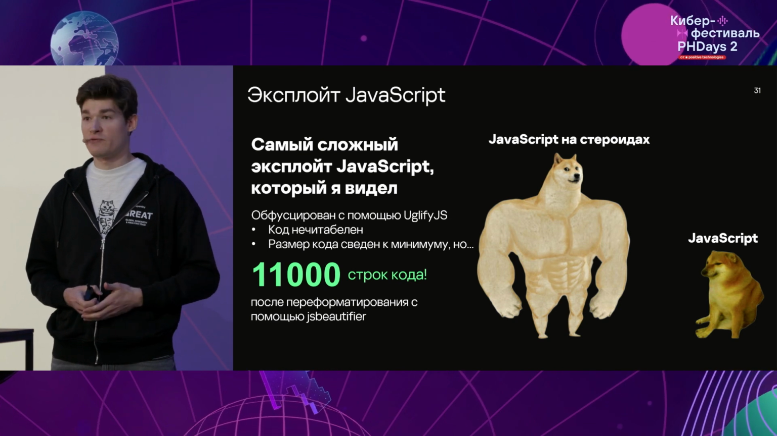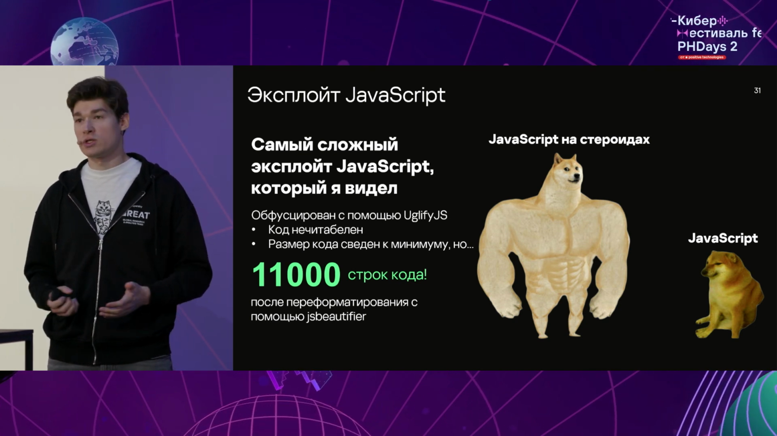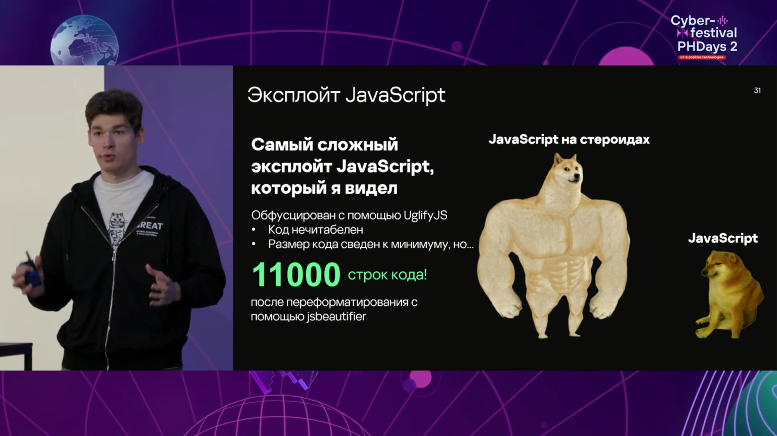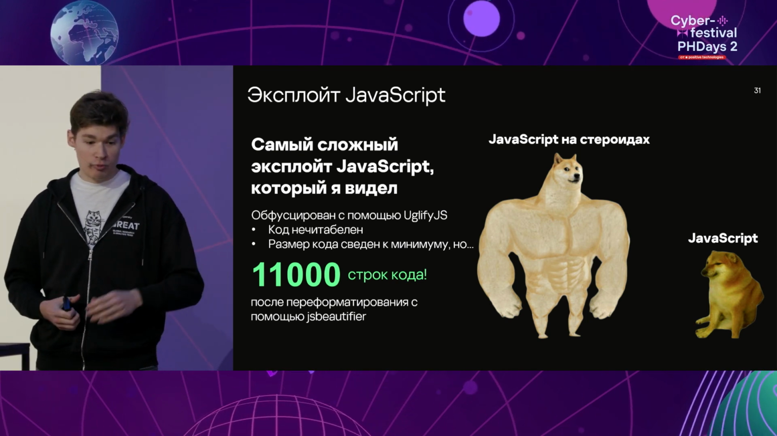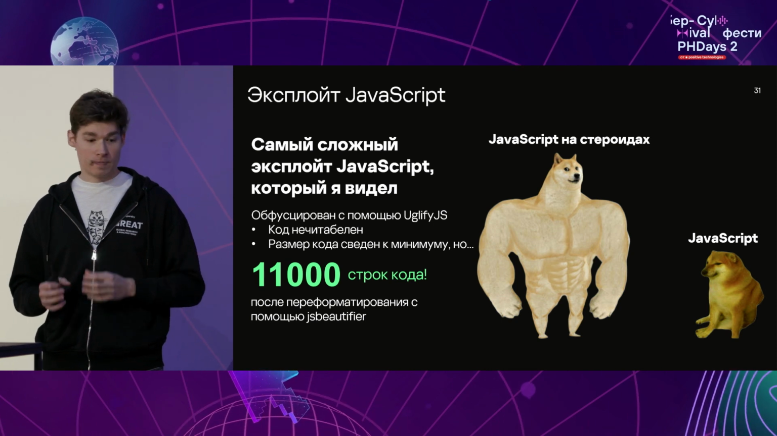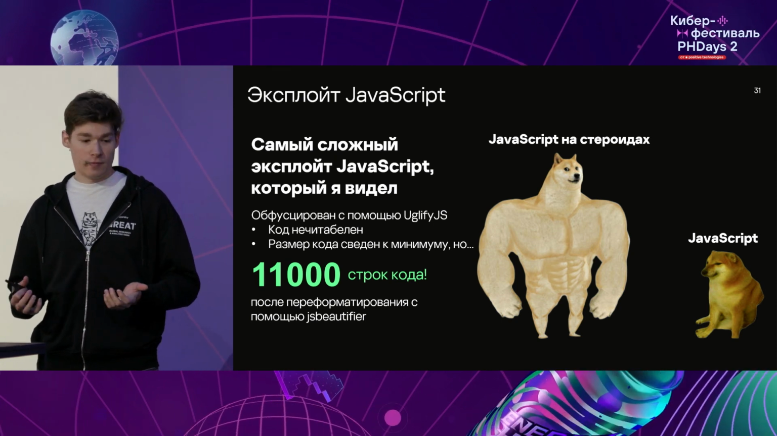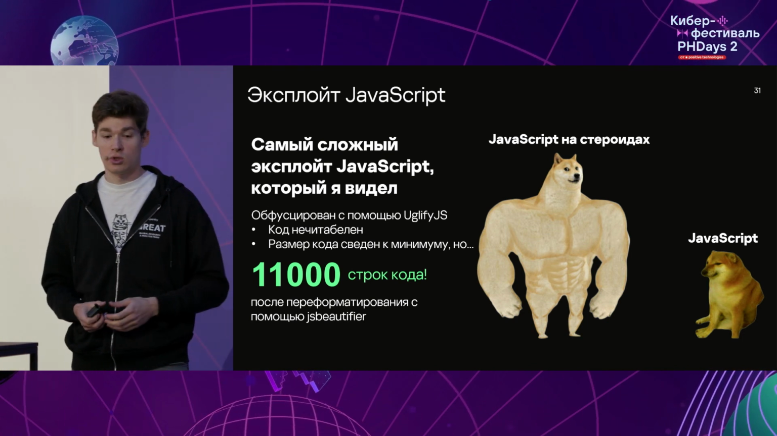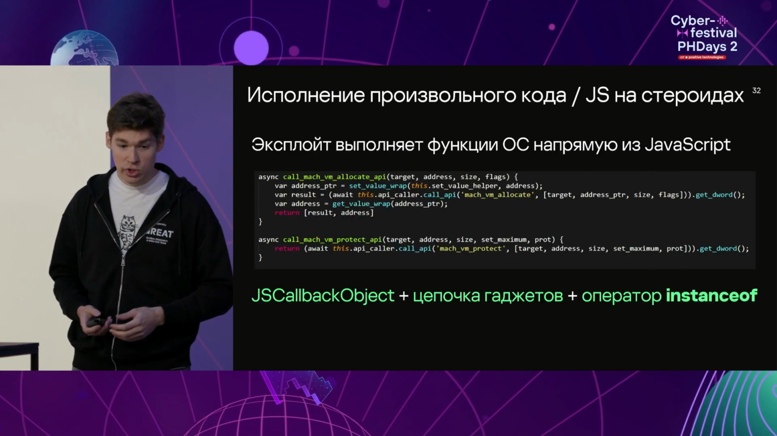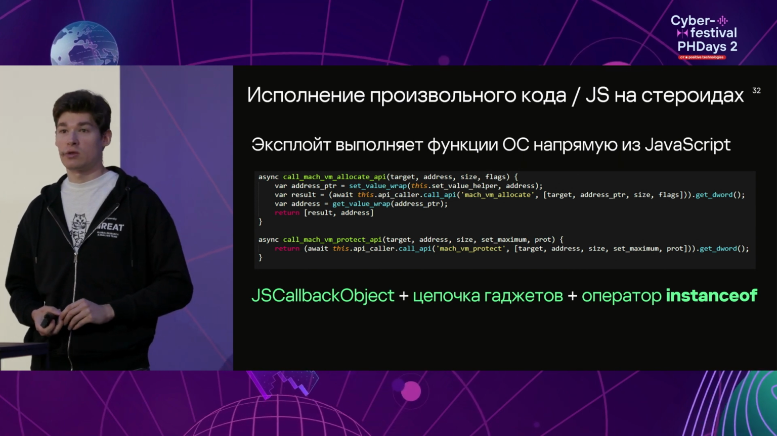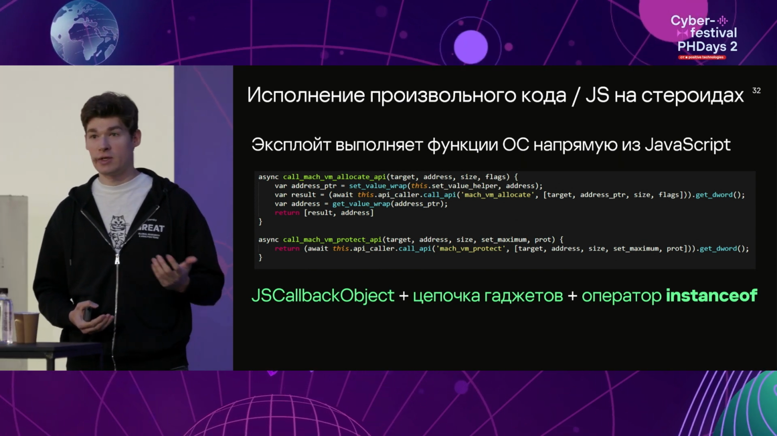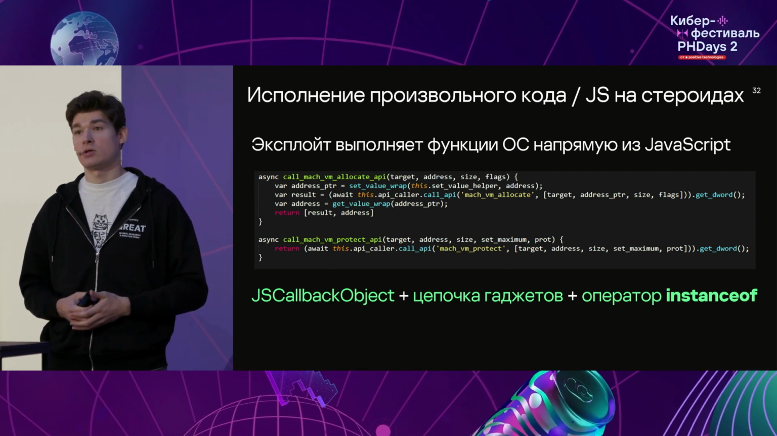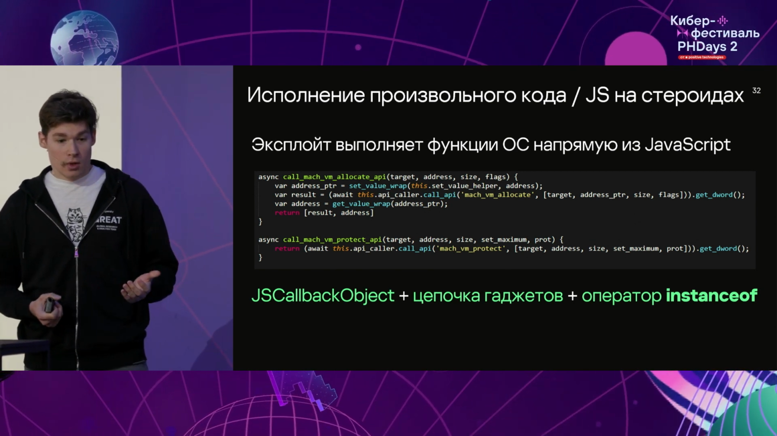It was obfuscated with an obfuscation tool, and this way they reduced the size of the script and encrypted it. And this script had 11,000 code lines after this, and most of it was about running any native functions directly from the script.